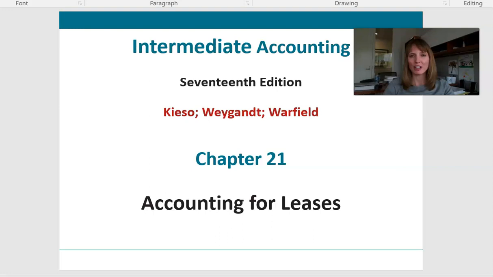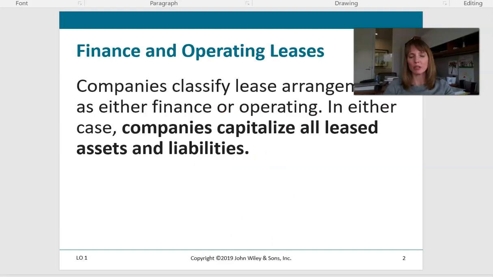Back to Intermediate Accounting. This video continues Chapter 21, Accounting for Leases. Remember from the last video, the Introduction to Leases video, that leases take one of two classifications. A lease is either going to be a finance or an operating lease. But regardless, all leases are reported on the balance sheet as assets and offsetting liabilities.